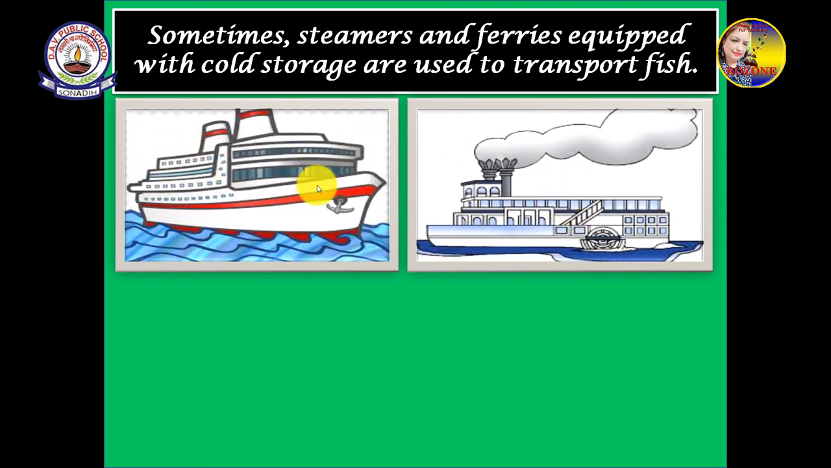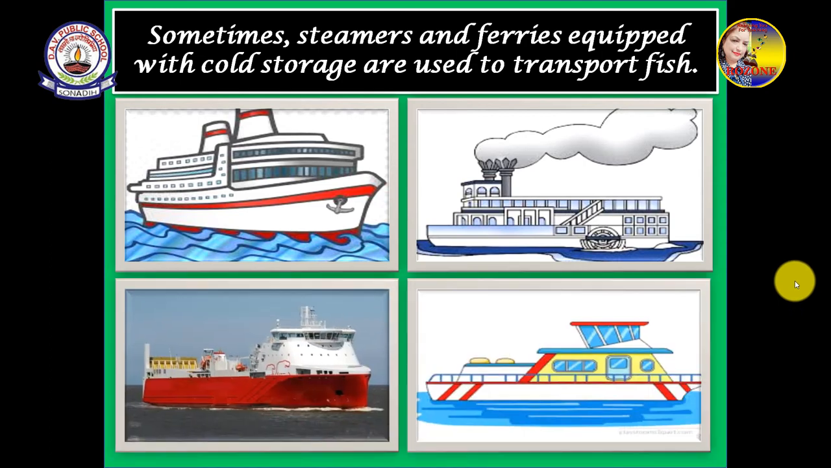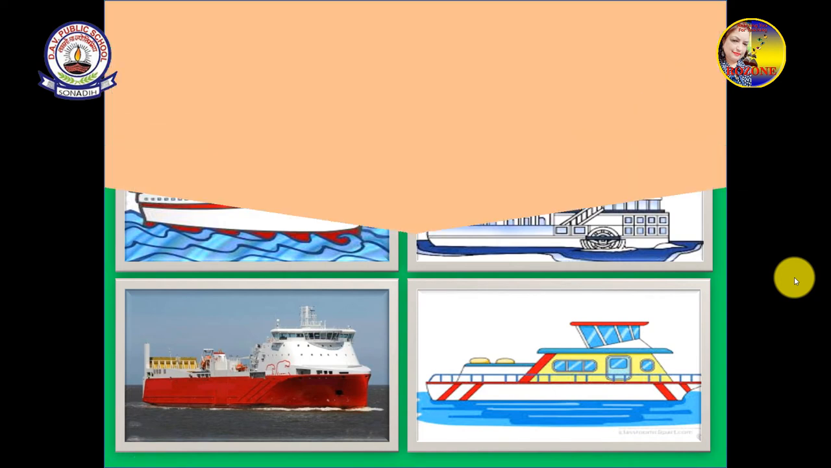Now, if you want to send any sea items like fish and prawns to other cities, they go in the cold storage, like how we have a fridge at home, and we keep many of these things in the freezer. In the same way, they have these big fridge-like things in the ships, ferries, boats and steamers, and then they send their goods like this. The fishermen use the steamers and ferries. These are the different steamers and ferries which you are seeing just now.